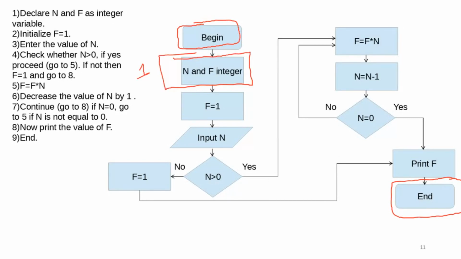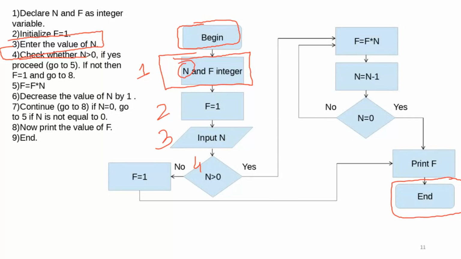Okay. And then we initialize f to be 1. Step number 2, we initialize f to be 1. And then we check whether n is positive or not. So we input this n. This is step 3, sorry. So the next step is step 3, which is to enter the value of n. And then step 4 is this, that we check if n is positive or not.